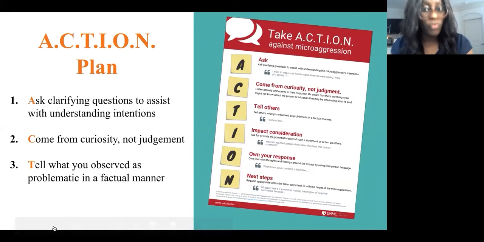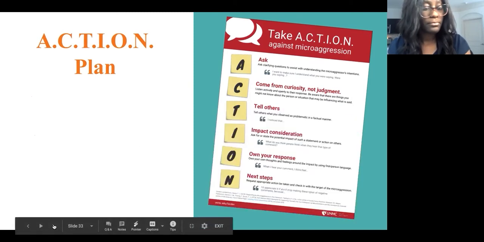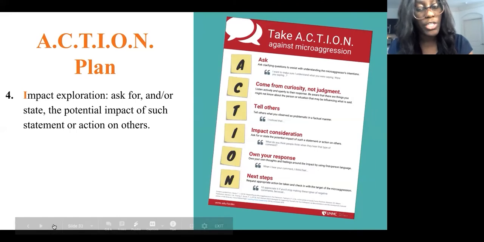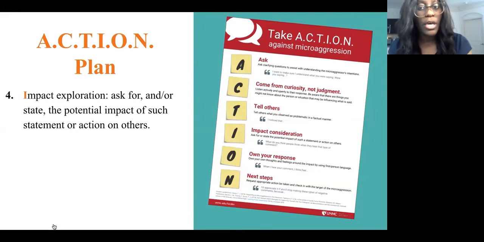T is for telling them what you've witnessed. Keep it neutral by sharing only objective information. This prevents it from becoming emotional, just by stating the facts. The I in ACTION is for impact exploration. So help them see how their comments or their behavior may have impacted the target of the microaggression, as well as those who witnessed it.